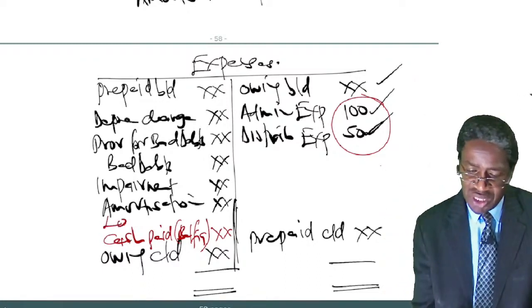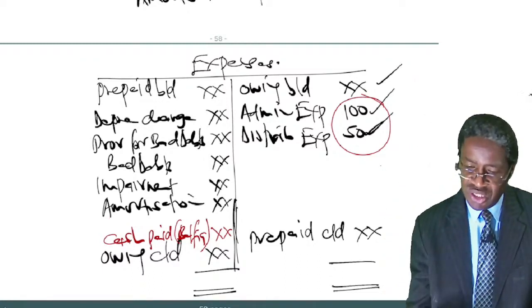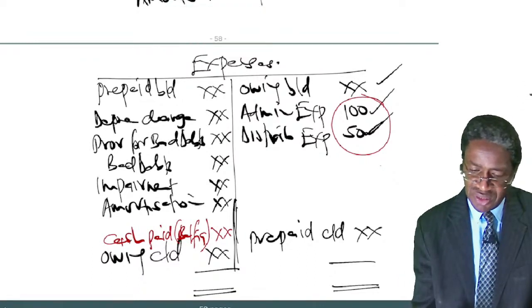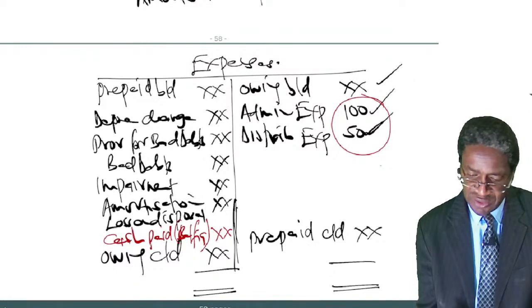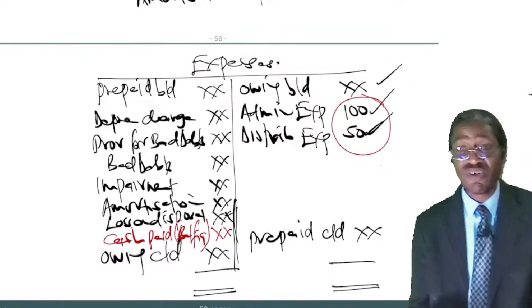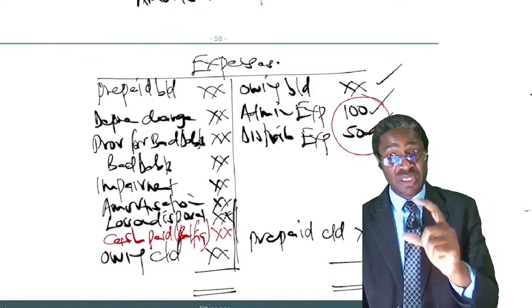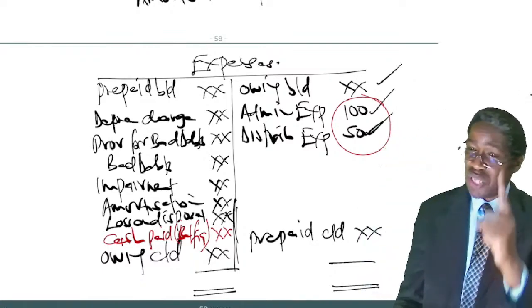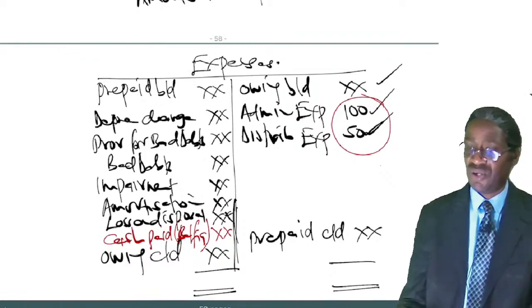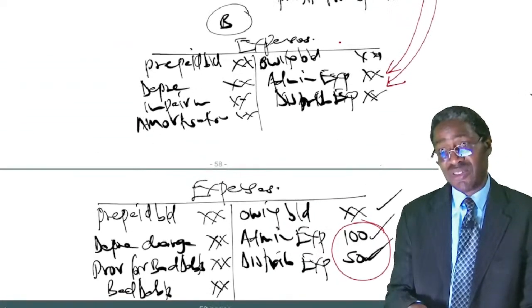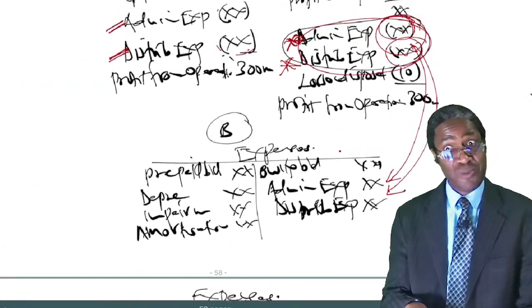So I'll come and say here, loss on disposal. This is loss on disposal. I come and remove it, like I've removed the other non-cash items. I hope you have understood that point first. Good. About the loss on disposal.